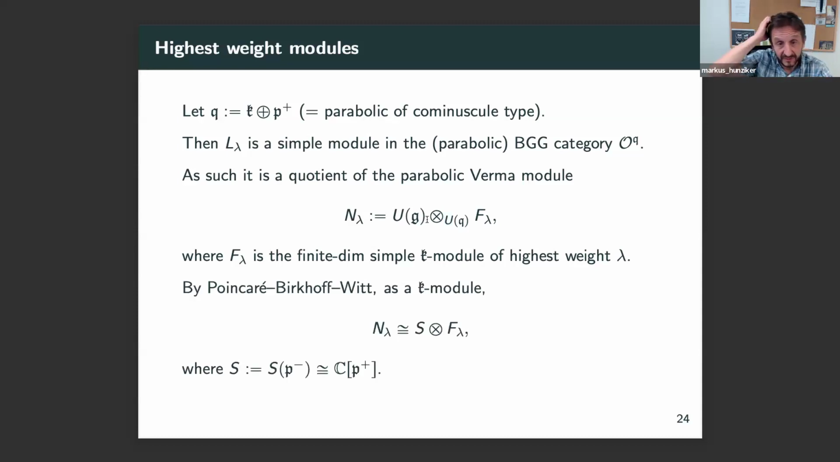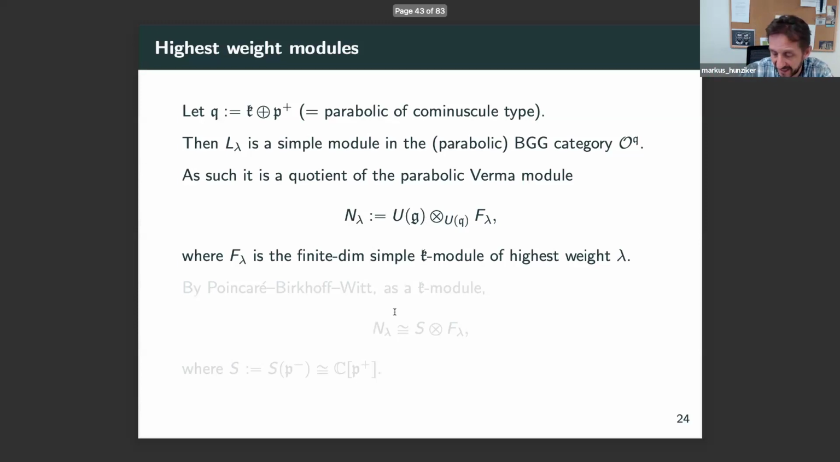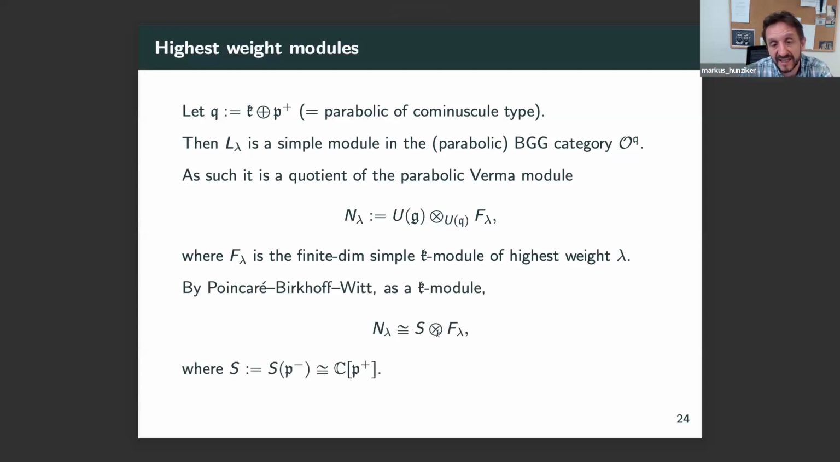There's an easier way to think about these n lambdas, namely because of this triangular decomposition, P minus plus K plus P plus, you can view this n lambda as a tensor product over the complex numbers. This is a tensor product over C, where you take the S of P minus, and on the right is just the F lambda. So these can be viewed as polynomial functions from P plus, via our identification earlier, to F lambda.